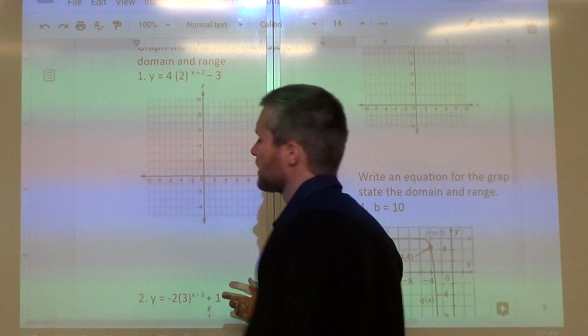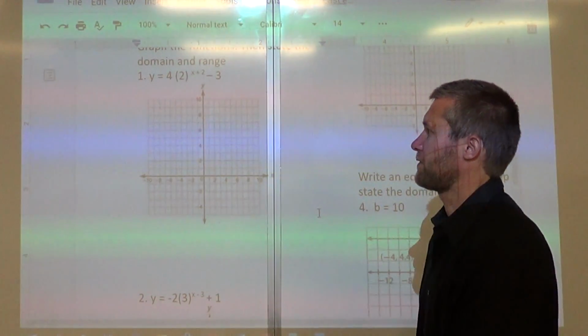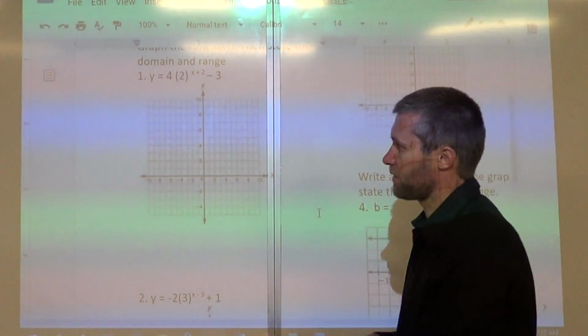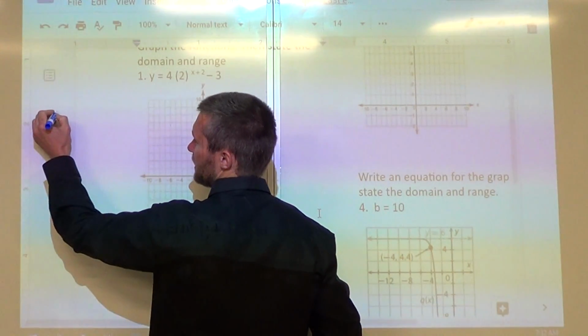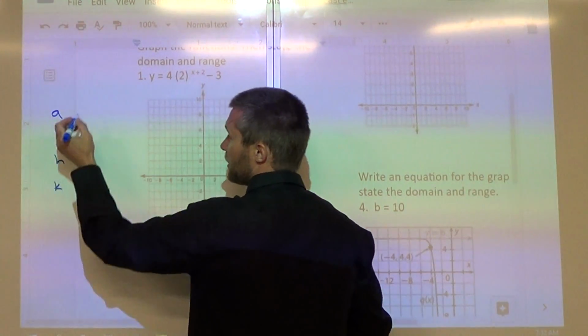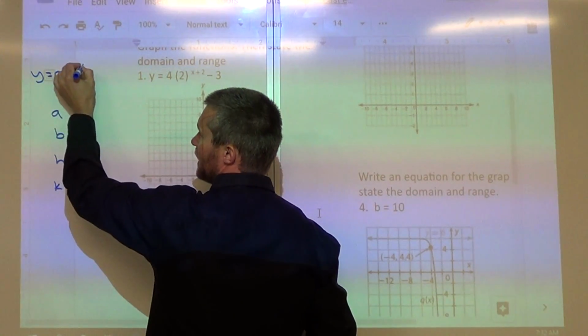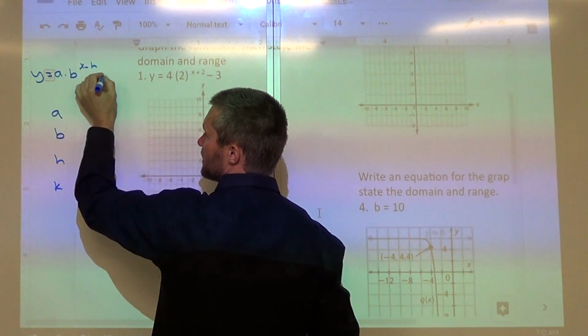Just a little confusion on just a couple things. The biggest thing was probably the sign of our h value. But anytime we go through graphing, we want to identify A, B, H, and K. So again, we're going to use this equation: y equals A times B to the x minus H, plus K.